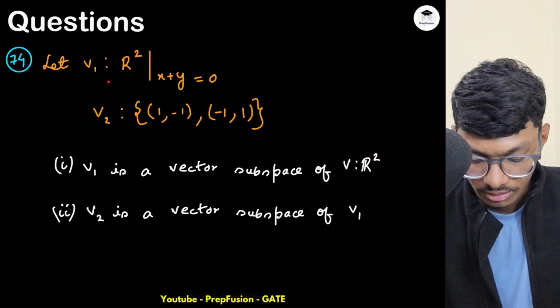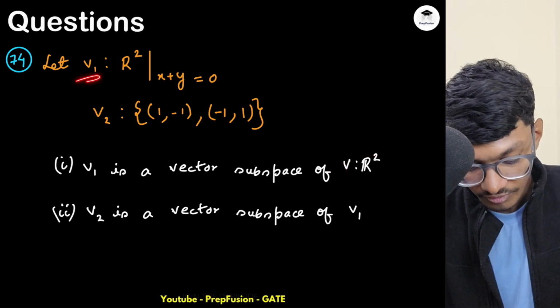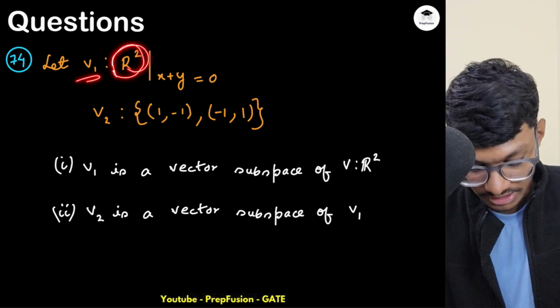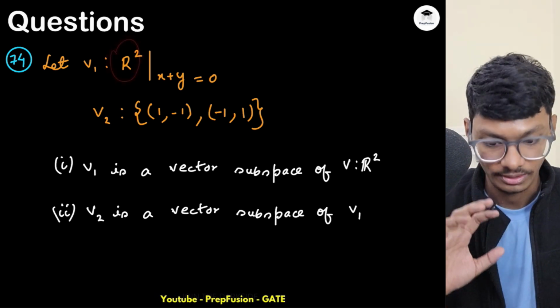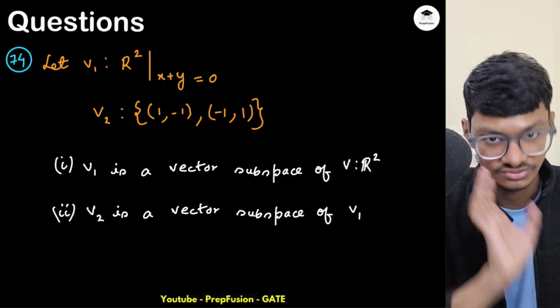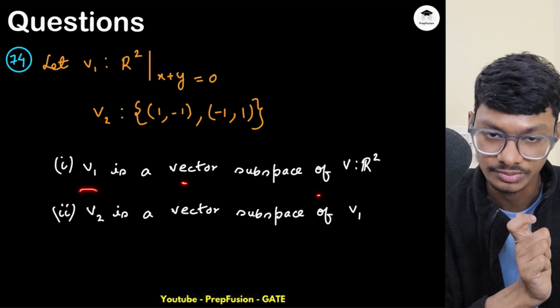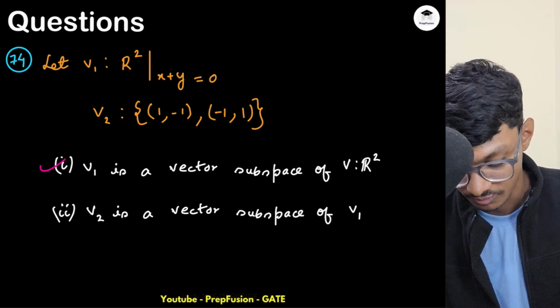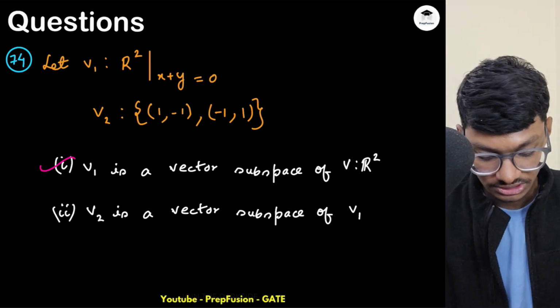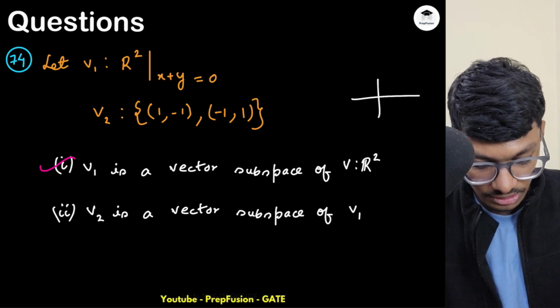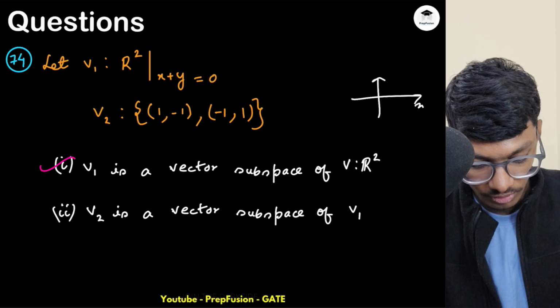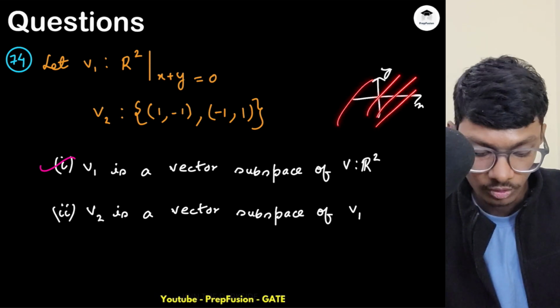So this is correct, because V1 is this, and it also has to satisfy this condition. So it is a smaller set of R square, and that is fine. So V1 is a vector subspace, which is correct. Why? Because what does R square mean? R square means that x and y cover the whole 2D plane, right?